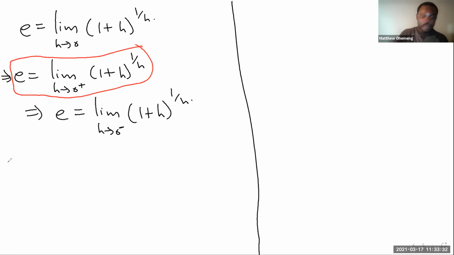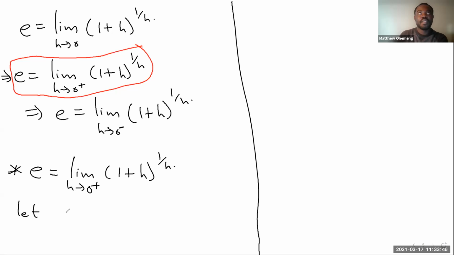Okay, so now let's work on that limit. Working on that limit, you have e equal to limit as h approaches 0 from the right of 1 plus h to the 1 over h. I want to get another limit statement for e, right? So let's say, let x equal to 1 over h. Now, I'm trying to rewrite the limit from h to x, right?